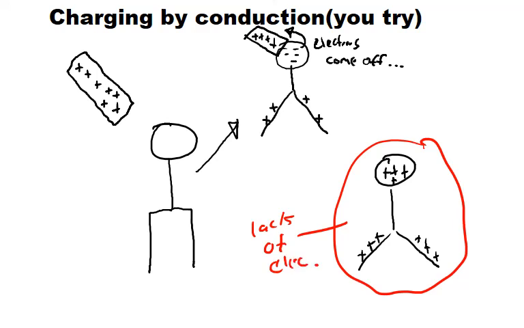In other words, the protons outnumber the electrons in all the atoms in the metal, and it's positively charged.